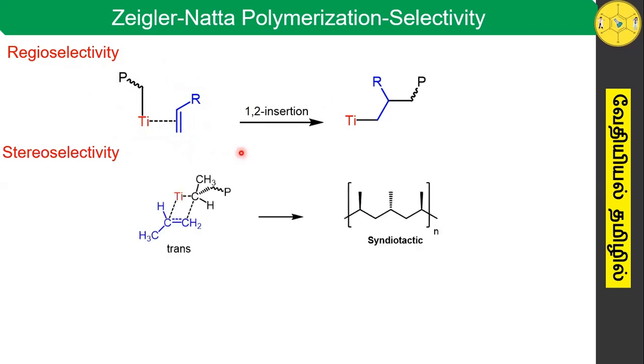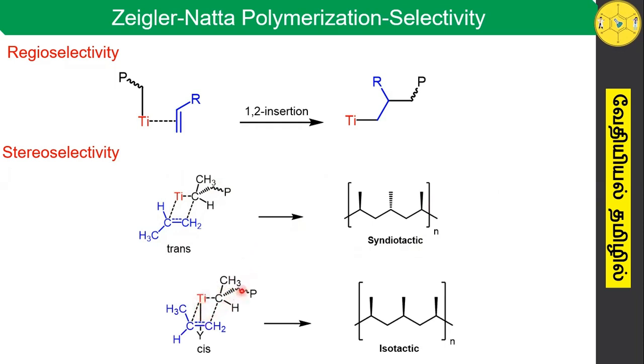Next, moving on to stereoselectivity. Now consider this transition state. This one is an alkene. This one is already present in the polymeric chain with the titanium complex. Now this methyl group as well as this methyl group are both present in the trans phase. If it happens like this, it produces the corresponding syndiotactic polymer, while if they are present in the cis form, that produces isotactic polymer. How is this cis form formed?